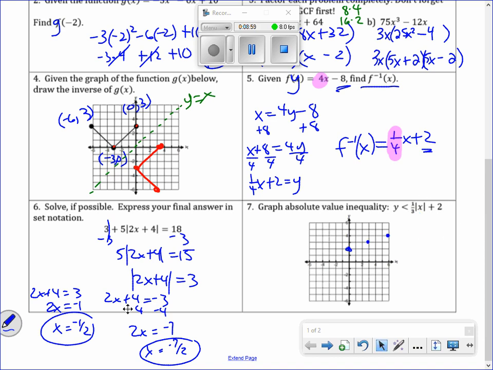And don't forget, this is a dotted graph. All right, so I'm going to dot that. It's dotted because there's no equal bar here. Okay. And it says to shade less than, so I shade everything underneath.